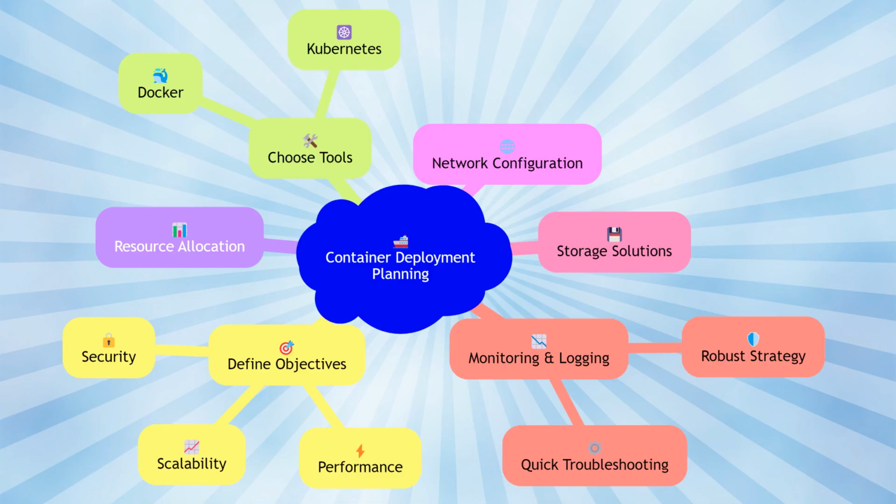Effective planning is crucial for a successful container deployment. Start by defining your objectives and requirements, considering factors such as scalability, performance, and security. Choose the right containerization platform and orchestration tools, such as Docker and Kubernetes. Plan for resource allocation, network configuration, and storage solutions. Additionally, establish a robust monitoring and logging strategy to ensure smooth operation and quick troubleshooting.